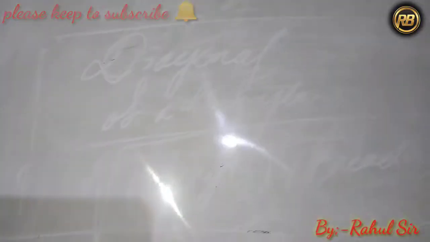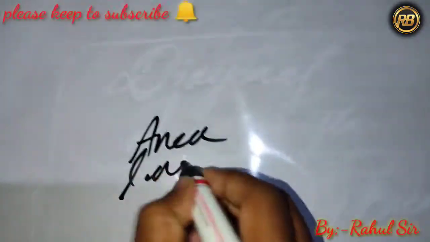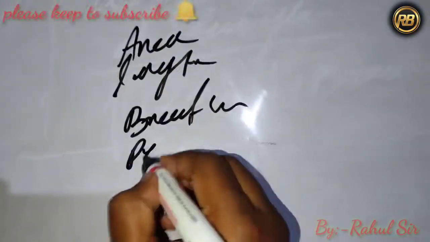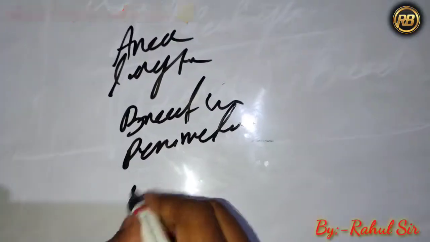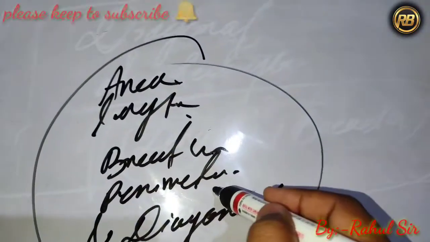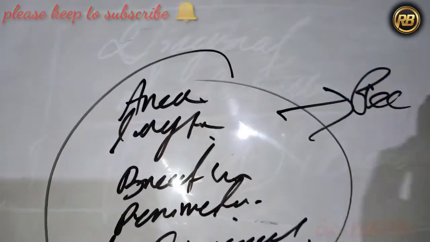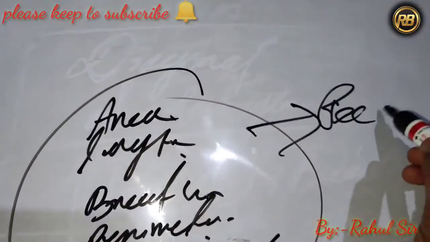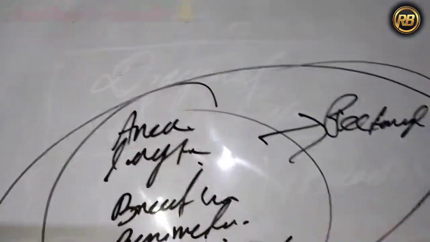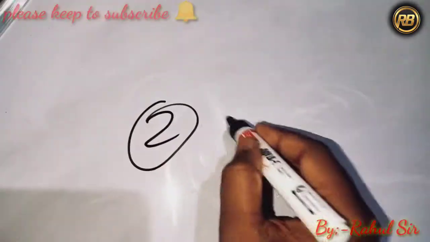Okay, now we have covered the rectangle: area, length, breadth, perimeter and diagonal. Number 2, square.